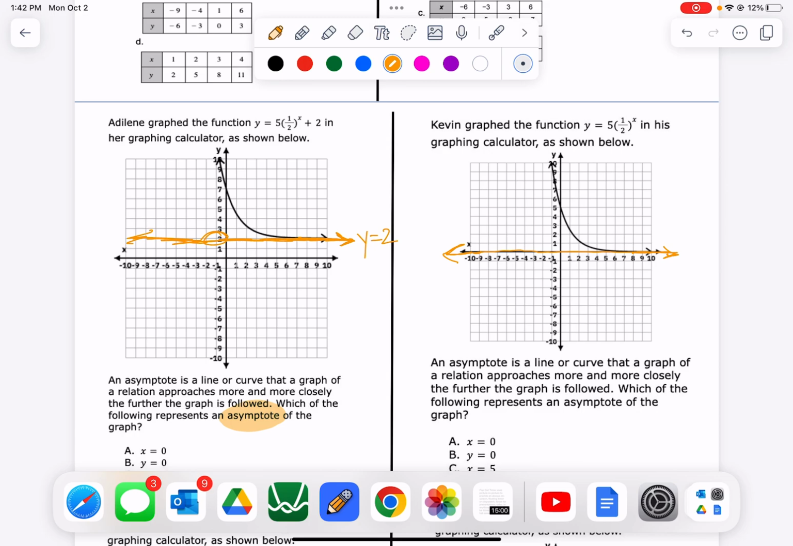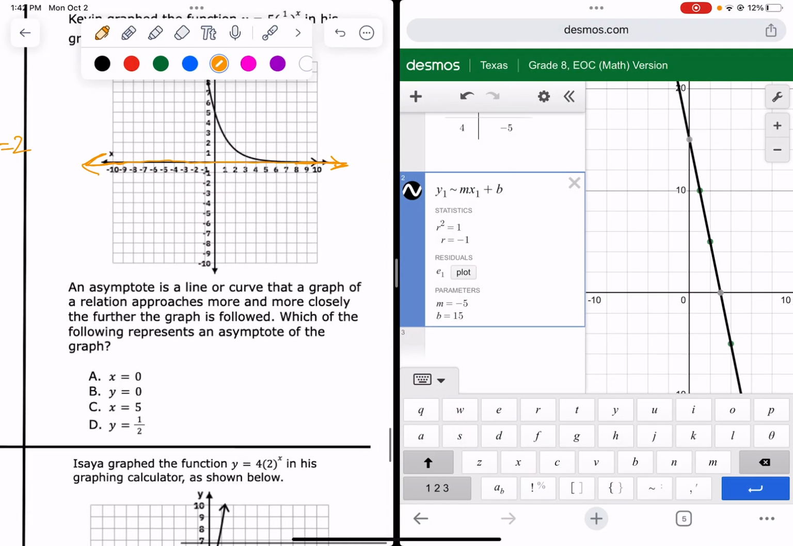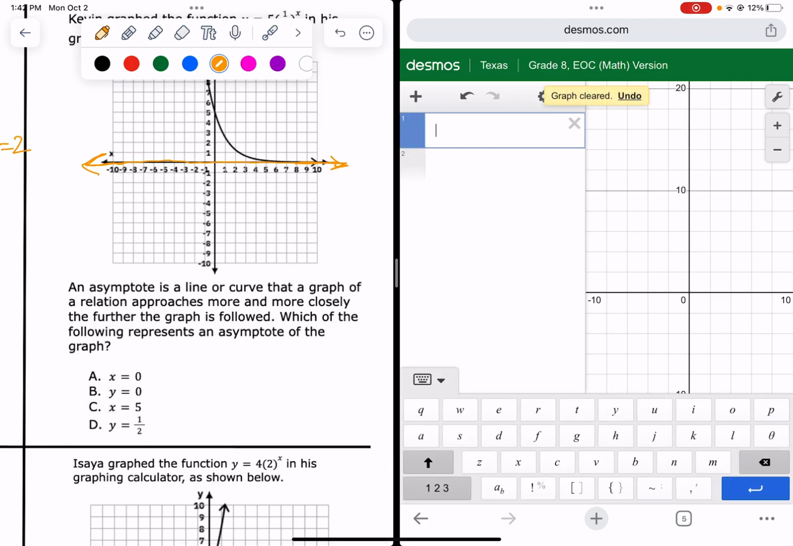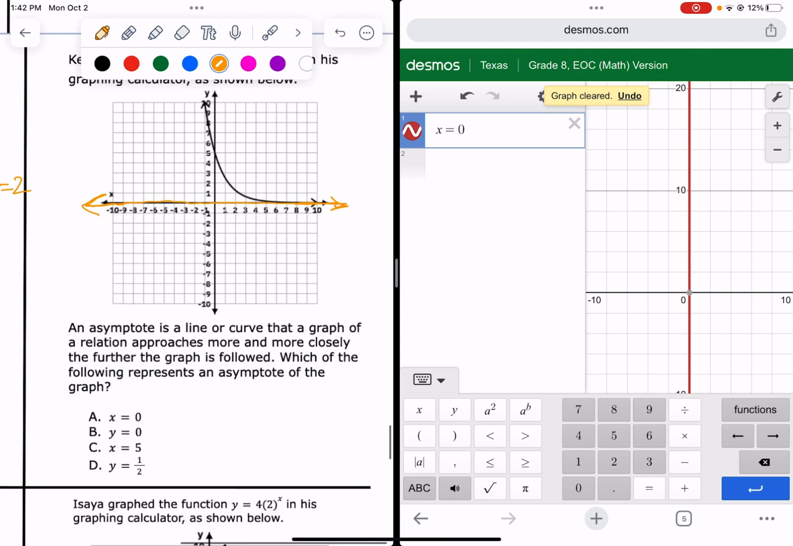So Desmos, where did I put Desmos? Right here. We have, let's see if it pops up, x equals 0 goes up and down. We know my line needs to go left to right. So I know x equals 0 can't be it. Then I have y equals 0. That goes left and right, exactly how I want it. So my answer is B.